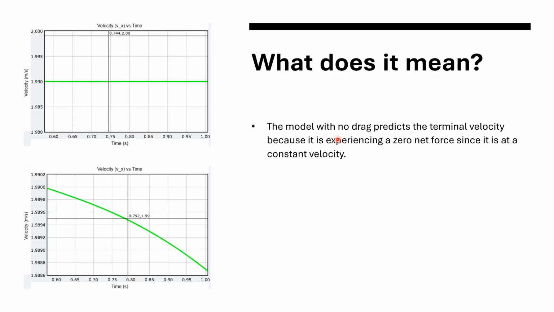So with the what does this mean question, the model with no drag predicts the terminal velocity because it is experiencing zero net force since it is at a constant velocity, and we see that here in this top graph, and then in this bottom graph we see that the one with drag cannot accurately determine the terminal velocity.